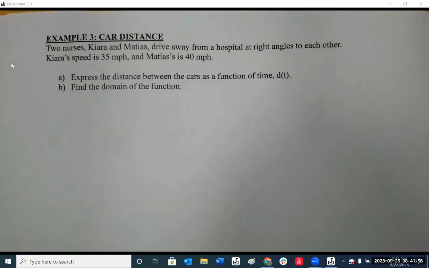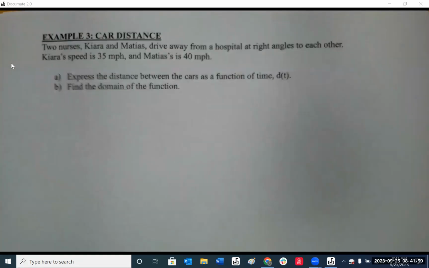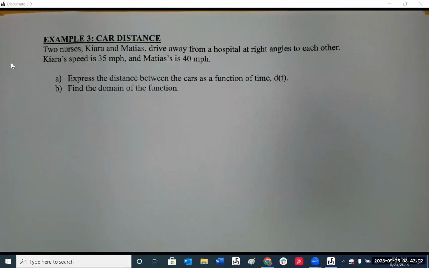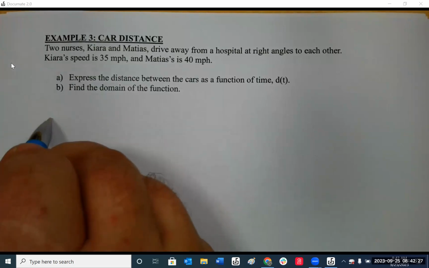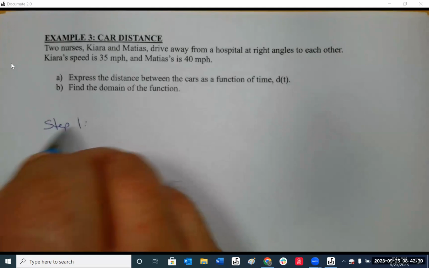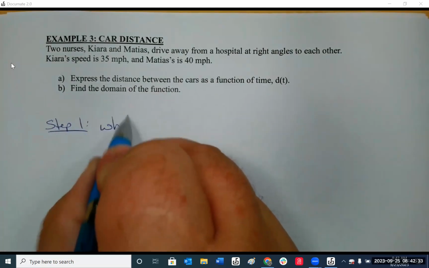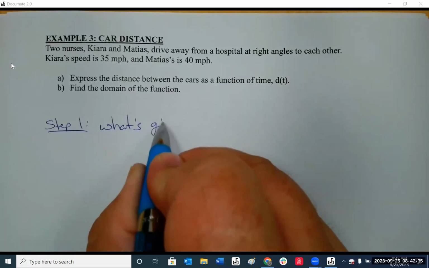Two nurses, Kiara and Mateus, drive away from a hospital at right angles to each other. Kiara's speed is 35 miles an hour, and Mateus's speed is 40 miles an hour. Express the distance between the cars as a function of time d(t), and then find the domain of the function. So step 1. What's given?